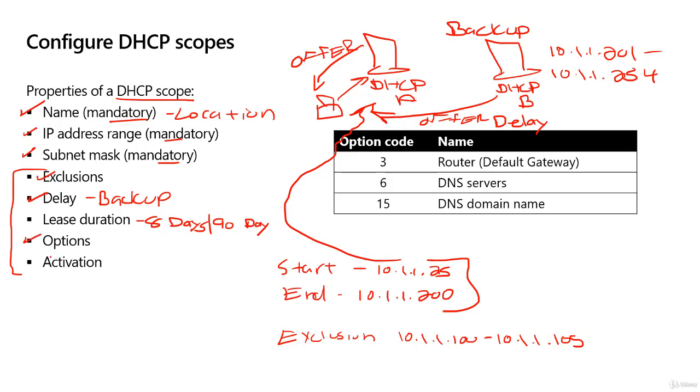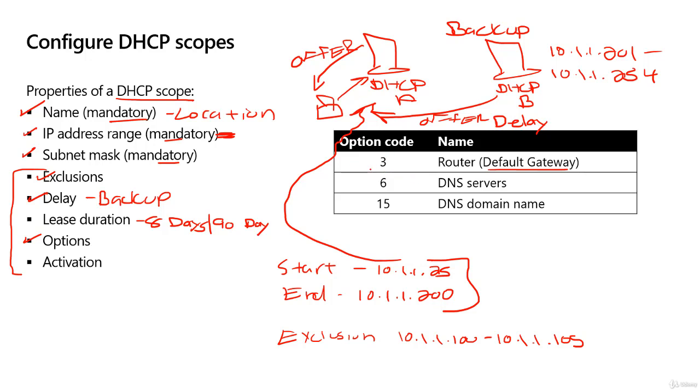Options would be additional information that you want to be leased. For example, I want you to have a default gateway assigned. Well, when we went to the IP address range here, all I assigned was the start address and the end IP address. But I also want you to have a default gateway so you can connect to the network. I want you to have a DNS server so you have name resolution.